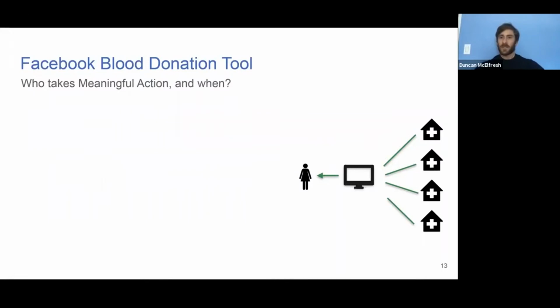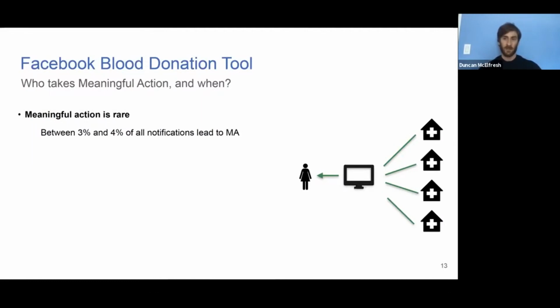So given this definition of meaningful action as a proxy for donation, we've looked through some of the initial data collected by the blood donation tool to ask who takes meaningful action and when, just to understand the type of problem we're facing. So some brief observations. Meaningful action is rare. Between 3 and 4% of all notifications sent lead to meaningful action.